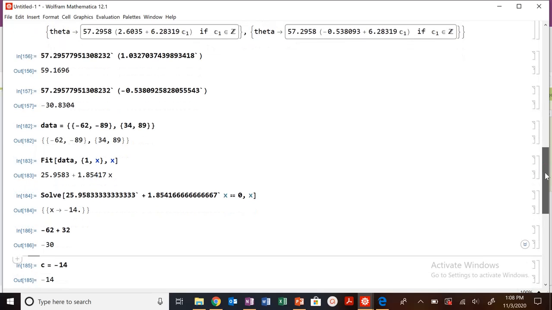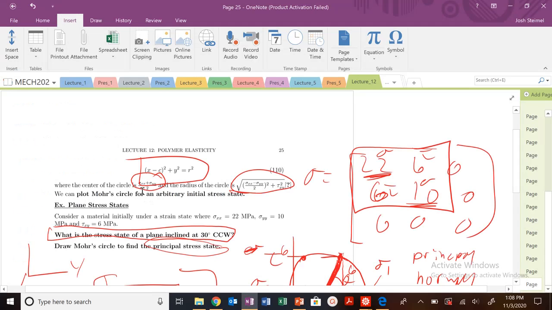Actually, here we go. Actually 34, that makes more sense. So minus 28 divided by 2. Again, that's from just your Mohr circle expression as well from our lecture notes. So here we should be able to confirm that sigma xx plus sigma yy divided by 2, that's my center.